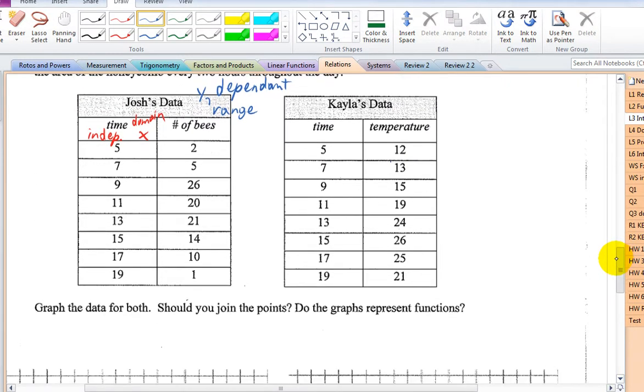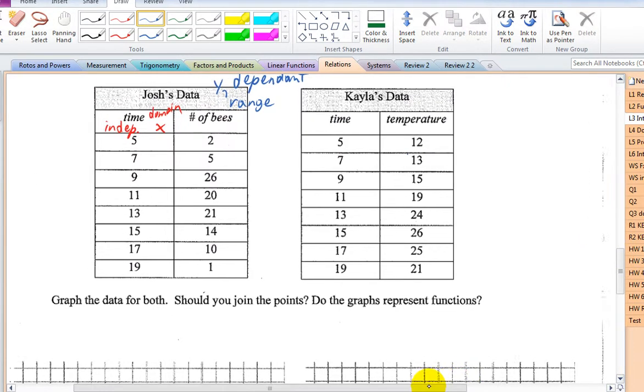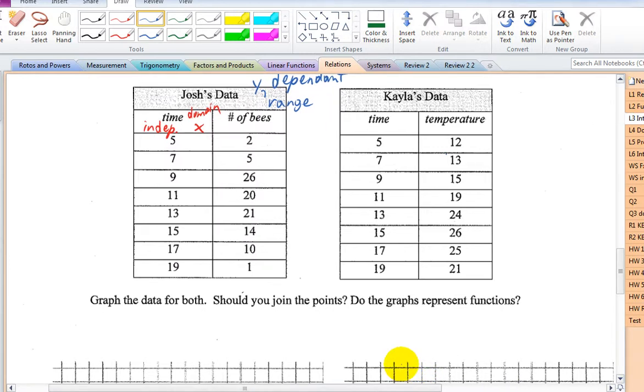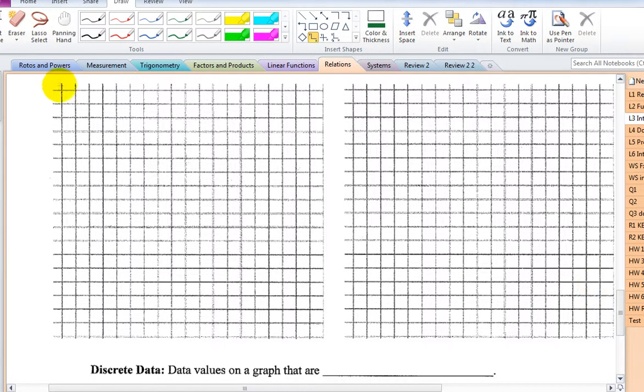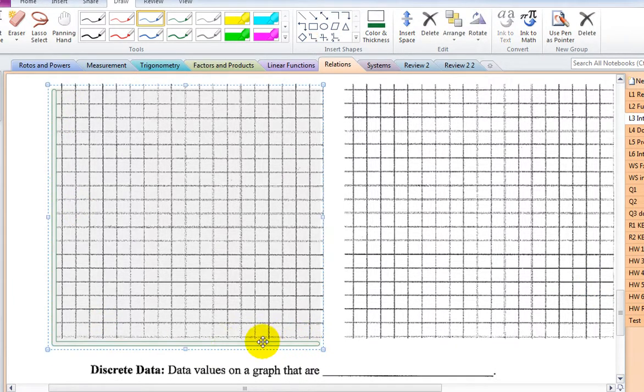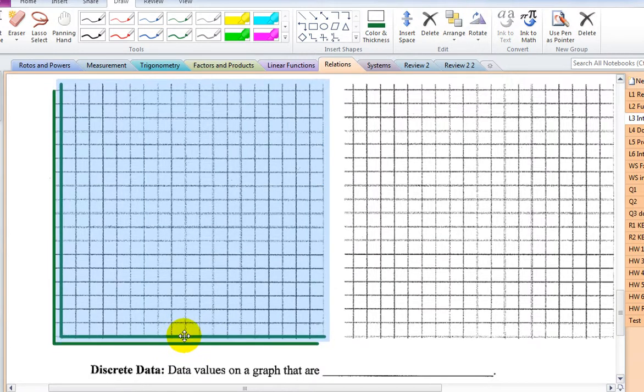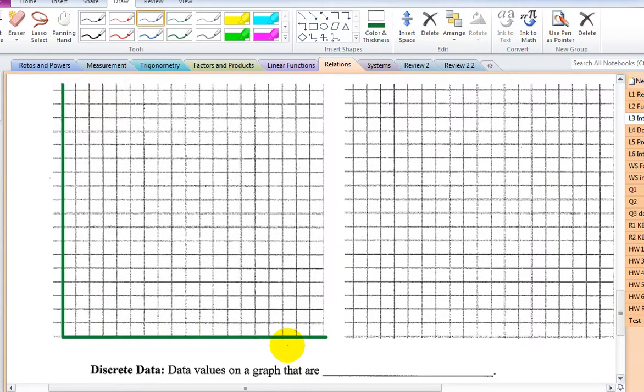So graph the data for both. Should you join the points, do the graphs represent a function? We'll answer that as we graph. First thing I want you to do is put down your axes. So you should draw your axes right here.